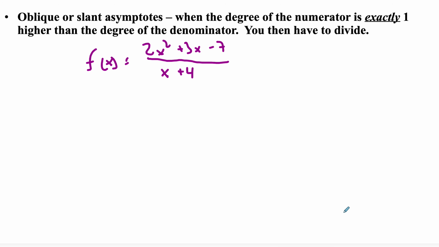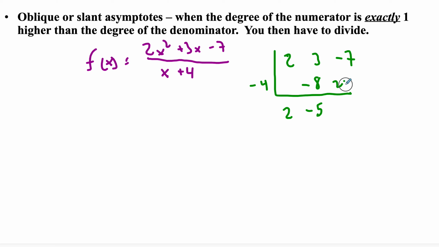Oblique or slant. Now in this case, you end up with a degree of 1 higher. Now, here's what happens. Now, I'm going to use synthetic division. Why? Because I can in this case. Sometimes you might have to resort to polynomial division. But if I were to pull out, remember that root is a -4, what happens? 2 times -4 is -8. So that's -5. -4 times -5 is 20.